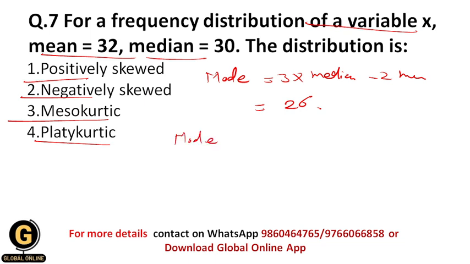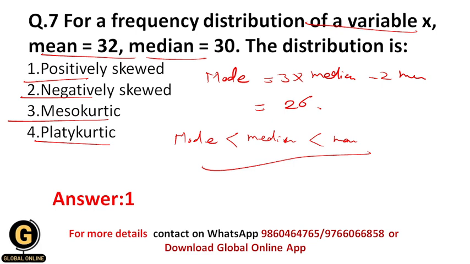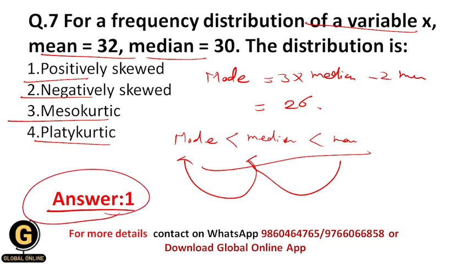Now when you see these values, mean 32, median 30 and mode 26, you will understand that the mode is less than the median, which is less than the mean, and that's why this would be a positively skewed distribution. In a positively skewed distribution, the mean is greater than the median and the median is greater than the mode. But in a negatively skewed distribution, exactly the opposite occurs: the mean is less than the median, and the median is less than the mode. That's why your correct answer here should be 1.